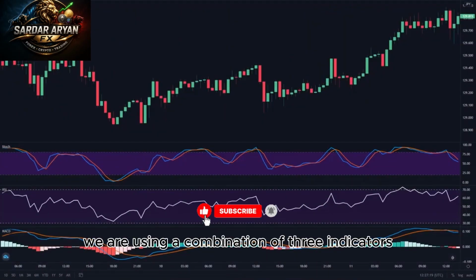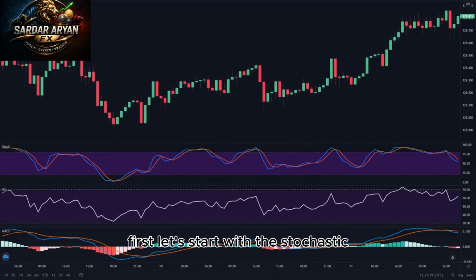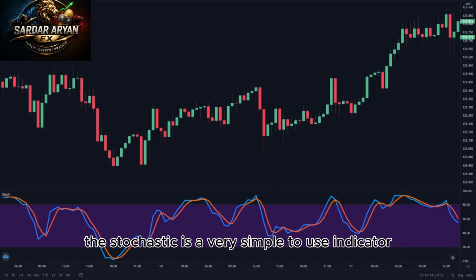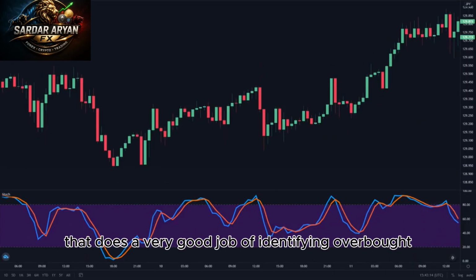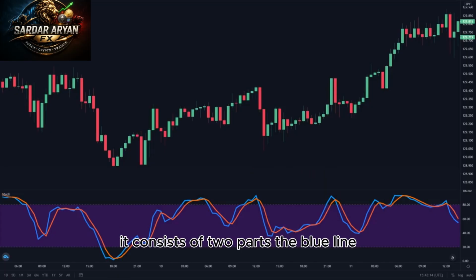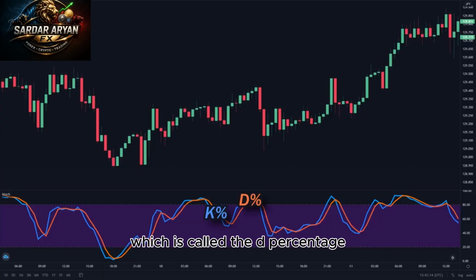For this strategy, we are using a combination of 3 indicators: the Stochastic, RSI, and MACD. First, let's start with the Stochastic because that will generate our main entry signal. The Stochastic is a very simple to use indicator that does a very good job of identifying overbought and oversold levels on the market. It consists of 2 parts, the blue line, which is called the K percentage, and the orange line, which is called the D percentage.